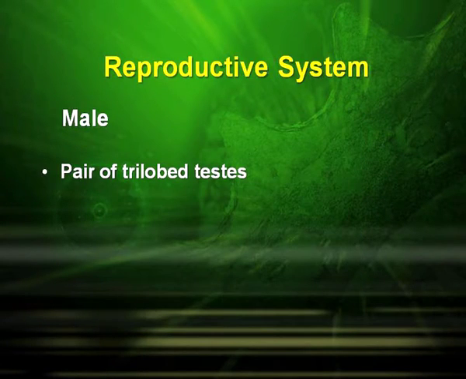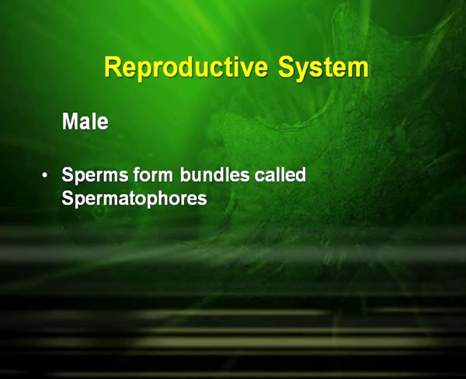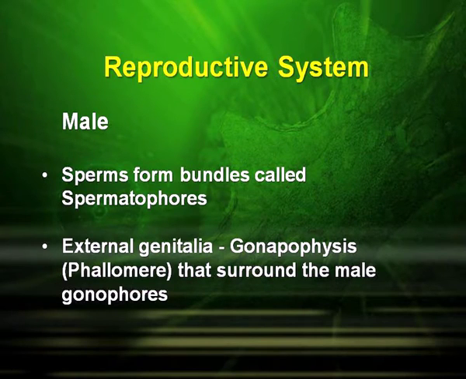In case of male, they have a pair of trilobed testes. From each testis, a vas deferens arises, which passes down through the seminal vesicle into the ejaculatory duct. They have an accessory reproductive gland which is mushroom shaped. The sperms form bundles called spermatophores, and the external genitalia is the gonapophysis, which is the phallomere that surrounds the male gonopore.